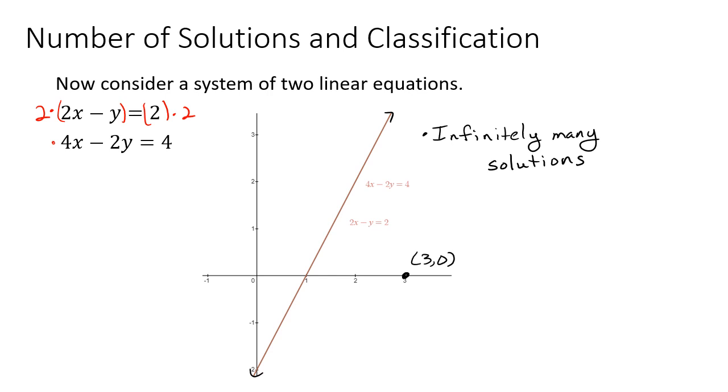As for the classification for this type of system, when we had one unique solution, we called it an independent system of equations. This time around, since one equation is just a multiple of the other, it's dependent on the other, we would say that this is a dependent system of equations. The two lines aren't different from each other, so they're dependent.